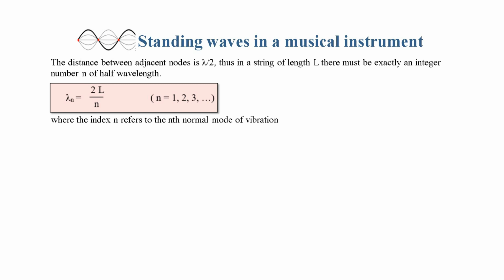The distance between adjacent nodes is lambda over 2. Thus, in a string of length L, there must be exactly an integer number n of half wavelengths. Lambda equals 2L over n, where the index n refers to the nth normal mode of vibration.